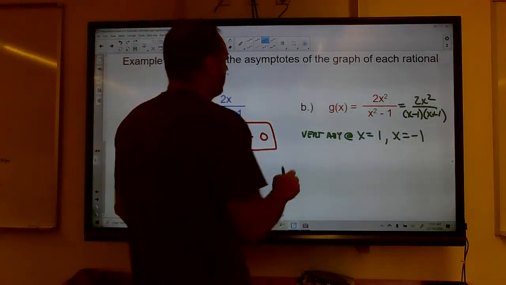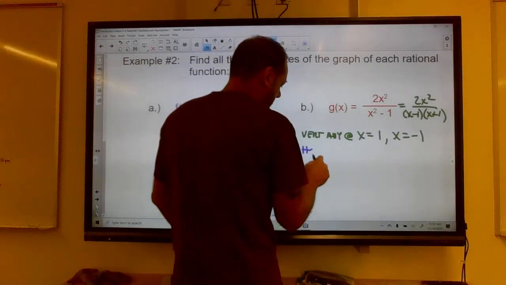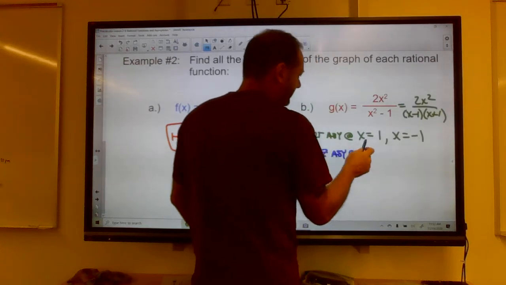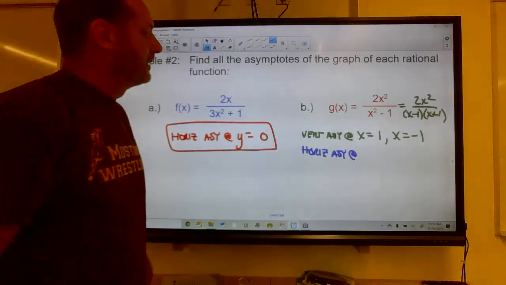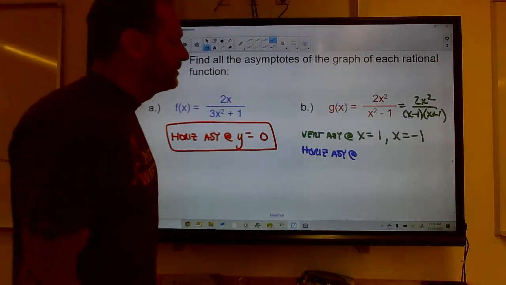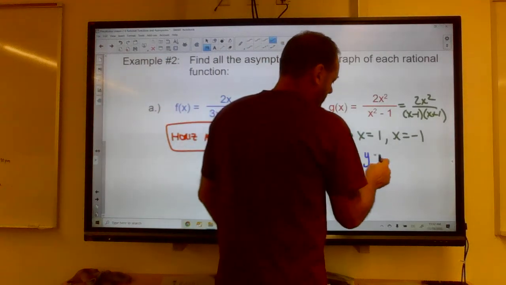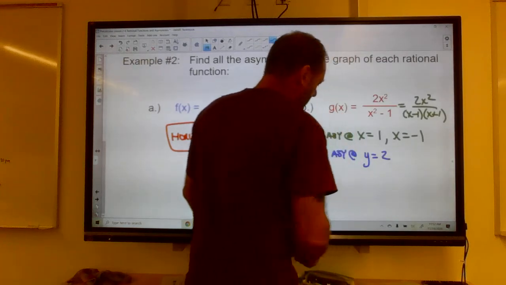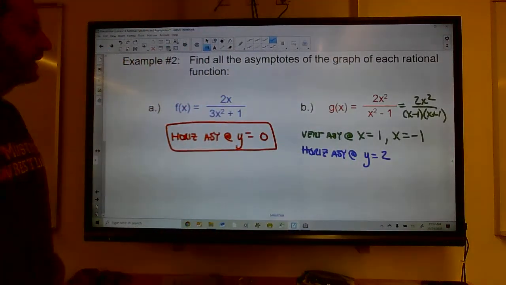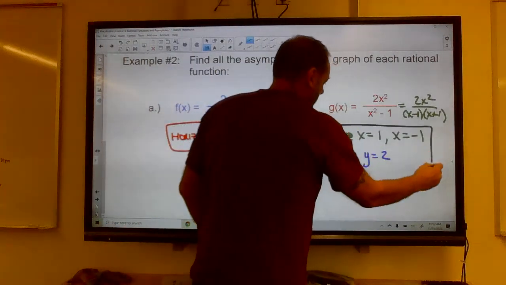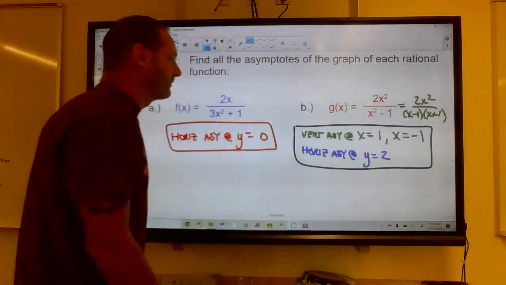It also has a horizontal asymptote, because the degree of the numerator is 2, and the degree of the denominator is also 2. So I take the leading coefficients, 2 and 1, and I divide them. 2 divided by 1 is 2. It has a horizontal asymptote at y equals 2. And I'm done with that one.